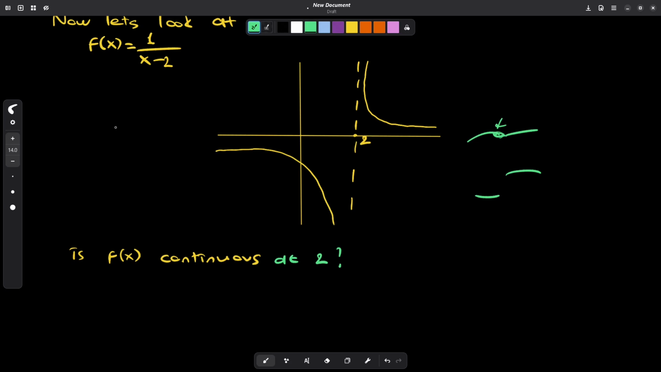Or what I can do is I can check f(2). Is f(2) equal to the limit of the function as x approaches 2? 1 over 0, right? 2 minus 2 is 0. So since this is not defined, we will say f(x) is discontinuous at 2.